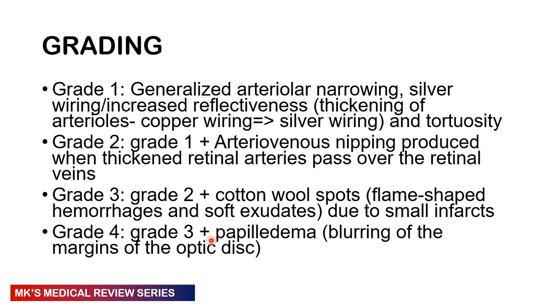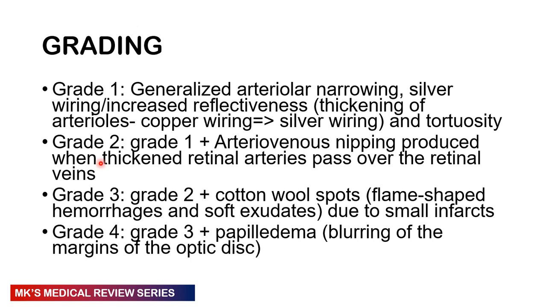How do we grade? So grade 1, you just generally have generalized arteriolar narrowing. So the arterioles actually become narrow. There's silver wiring, which is increased reflectiveness. So you may have thickening of the arterioles, copper wiring that eventually leads to silver wiring, and the vessels become very twisted. They become tortuous.